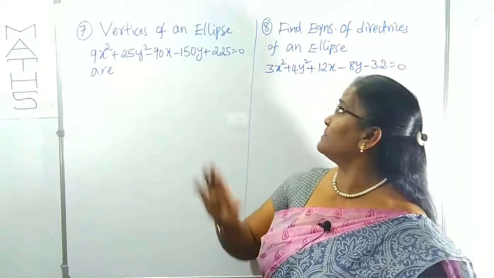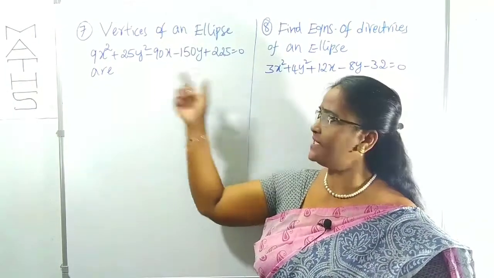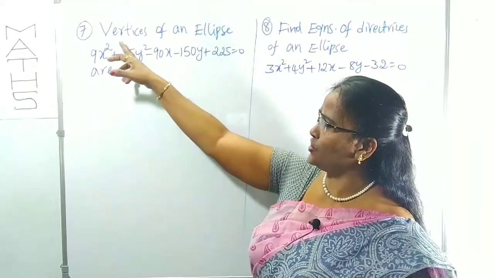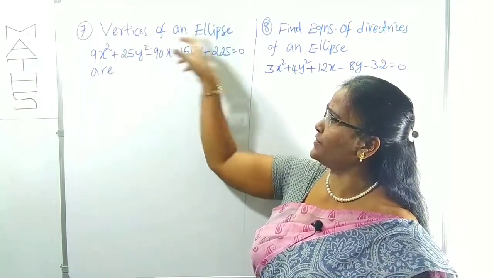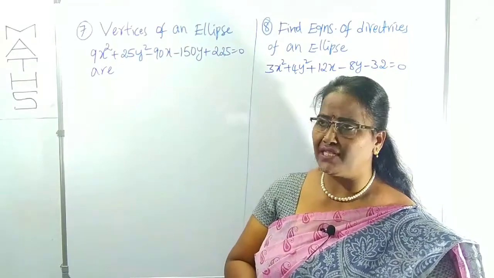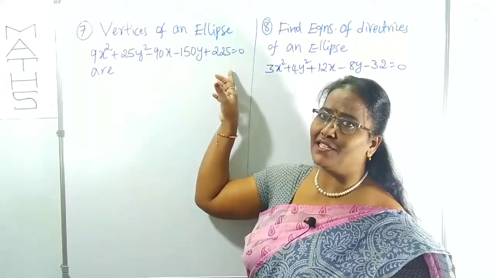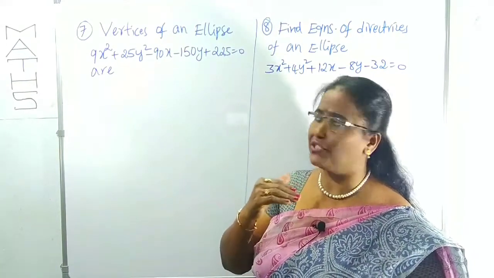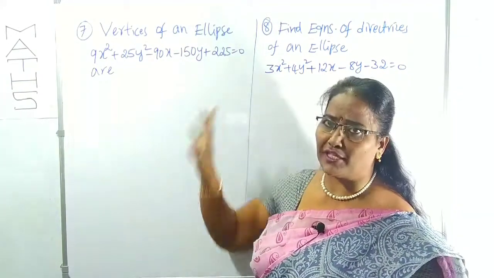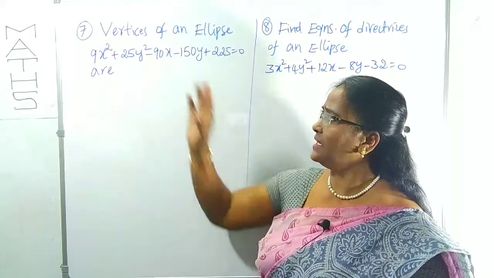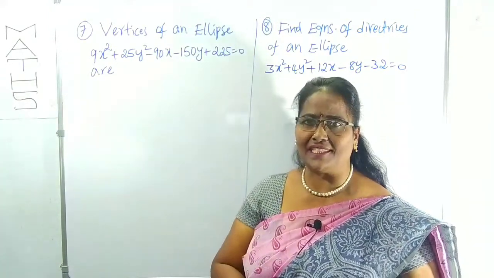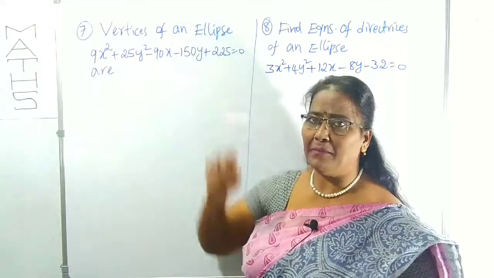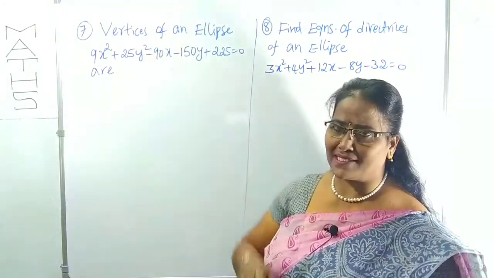Let's look at question number 7 and 8. In these two questions, the equation of the ellipse is given, and some other content is asked. In question number 7, what is asked? What are the vertices of the ellipse? Is it centered at 0, 0? No, it's not centered at 0, 0. If centered at 0, 0, there would be no x and y linear terms. Here x and y terms are available, which means it's not centered at 0, 0. We can find out the center as well as a and b to find the vertices, right?